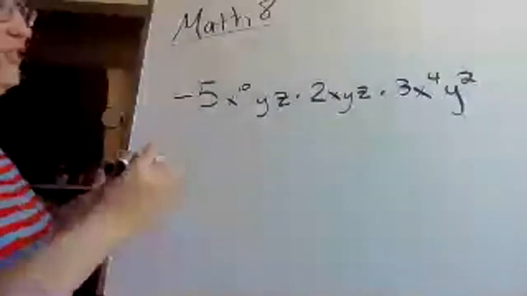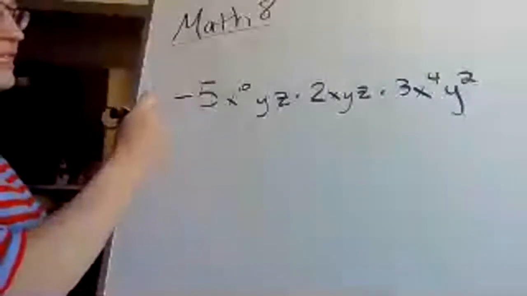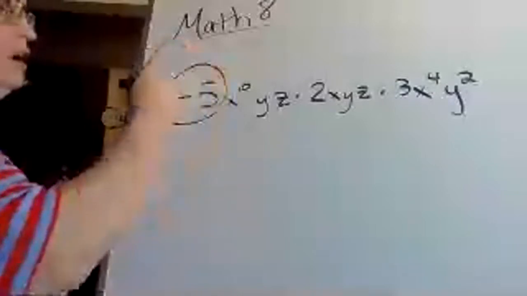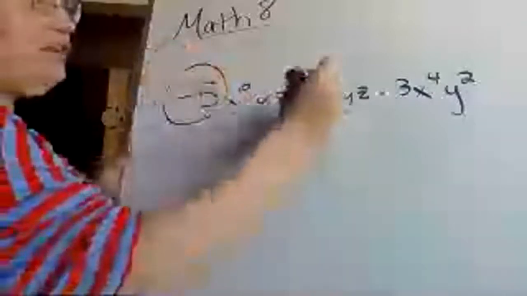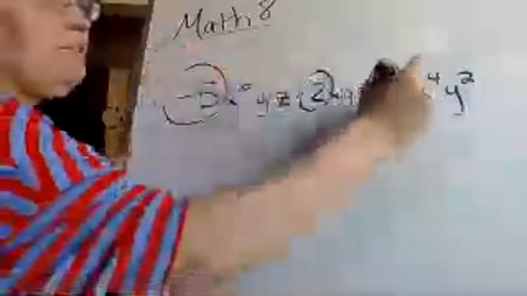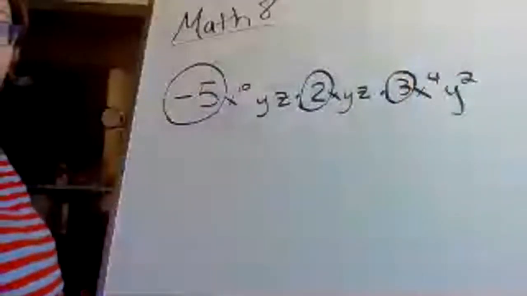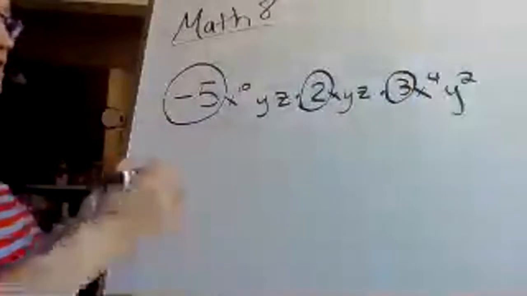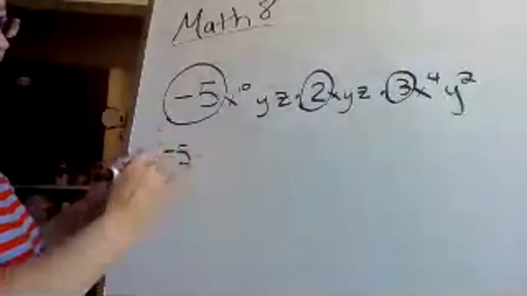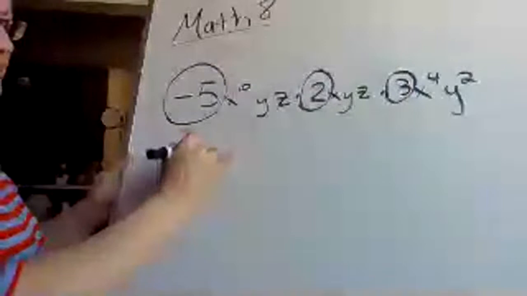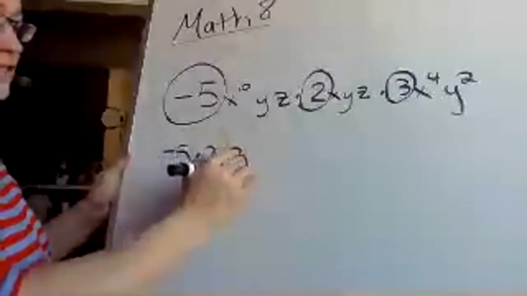Okay, so Mrs. Shaw actually did this for you the other day, but I'm going to do it just a little bit differently for you. I'm actually going to circle these. And the reason I'm circling them is because all 3 of those are all coefficients. So I'm going to write them out to the side. So I have -5 times 2 times 3.